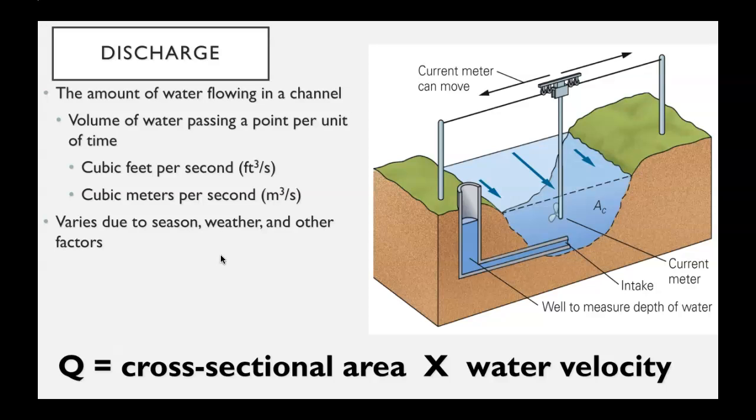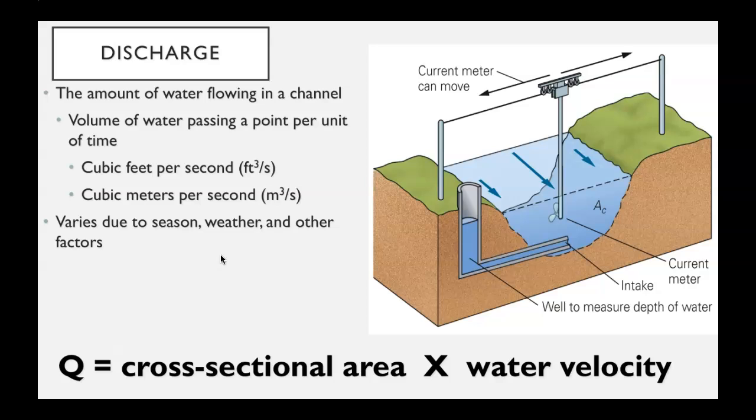That sometimes is hard to measure, so it is usually calculated as the cross-sectional area. So the area is squared. The area of the stream times the velocity, and velocity would be in something like meters per second. So area squared times meters per second gives us meters cubed per second.